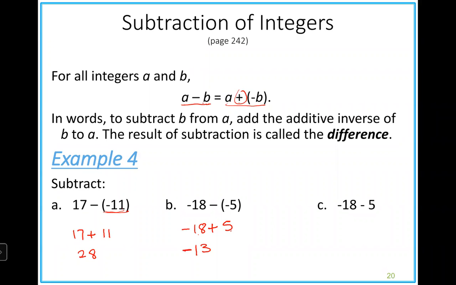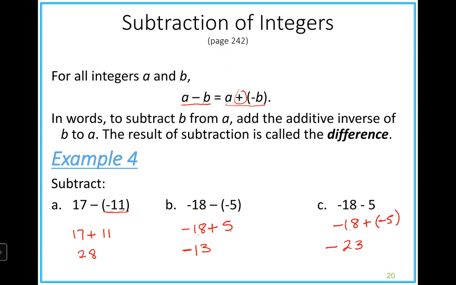This last one here, C, negative 18. This is a subtraction, so you're going to change that to addition. This 5 was positive, so it becomes negative 5. So now you have an addition where the two signs are the same, negative 18 plus negative 5. So when you add those two together, because the signs are the same, you're going to add them together. That's going to give you 23. And your answer will have the common sign to both of them, which is negative. So that's negative 23. Okay.